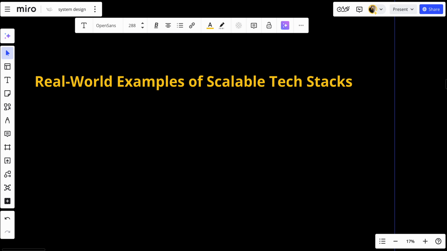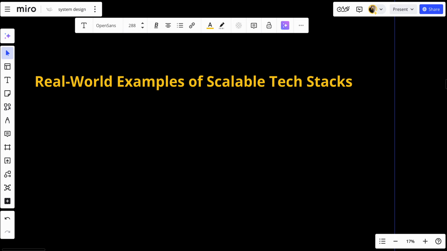Let's talk about real-world examples of scalable tech stacks. Let's start with Airbnb. Airbnb started with Ruby on Rails, but later moved parts of its stack to Java and Go for scalability. They also use React for the front end to provide a great user experience. Also, we have Slack. Slack uses PHP on the back end, but uses a distributed system approach with multiple services communicating asynchronously to ensure they can handle millions of users without lag.